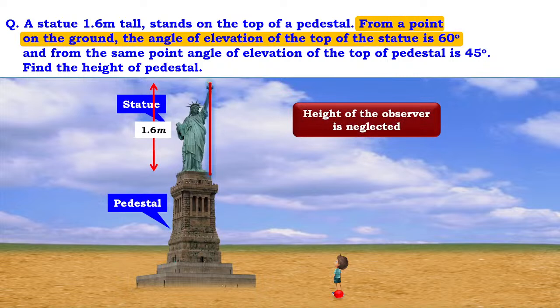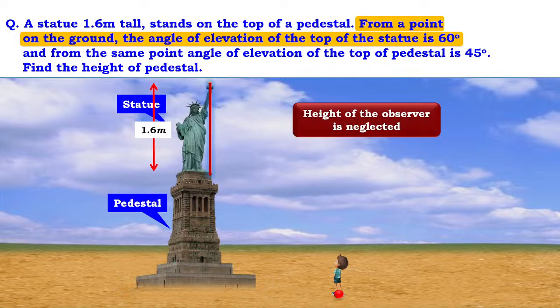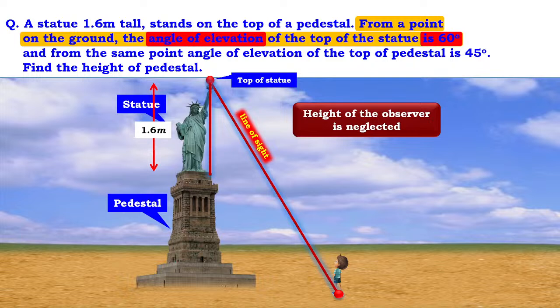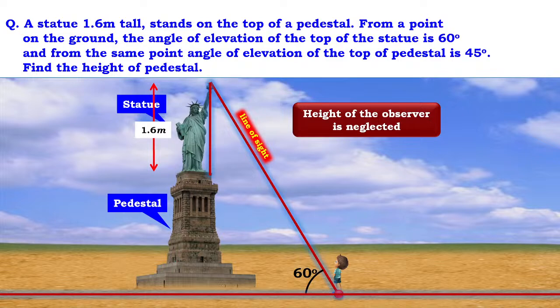Next, from a point on the ground, the angle of elevation of the top of the statue is 60 degree. So there is a boy here, Raj. If I draw a point on the ground, the angle of elevation they have given is 60 degree. So can I draw a line and make this angle 60 degree? Did you all understand? Making the diagram is very important here.